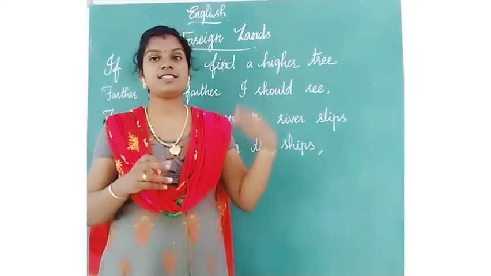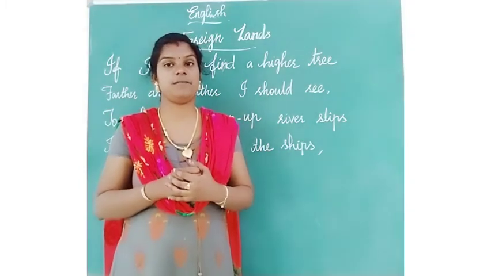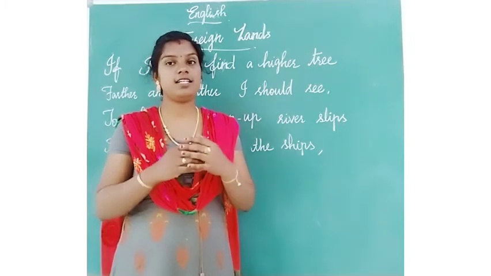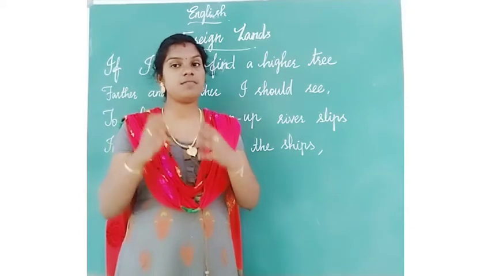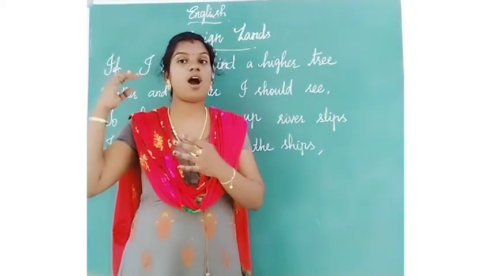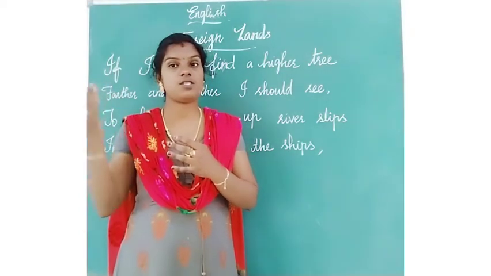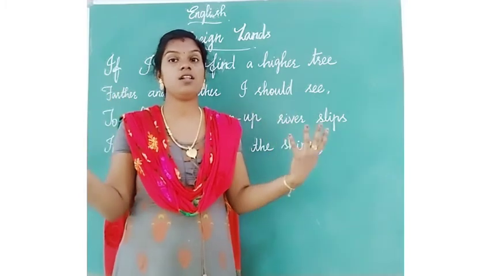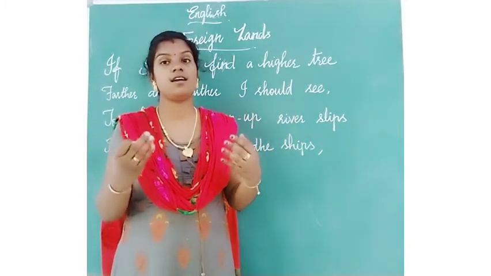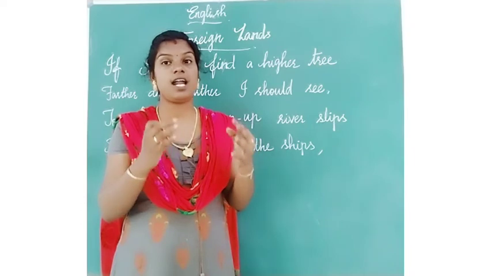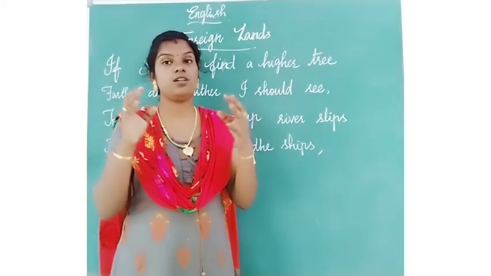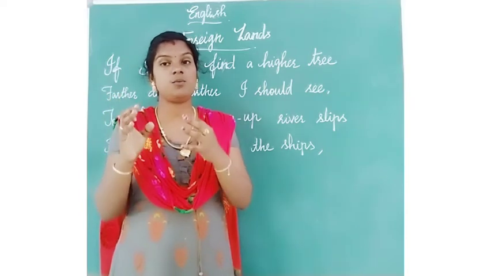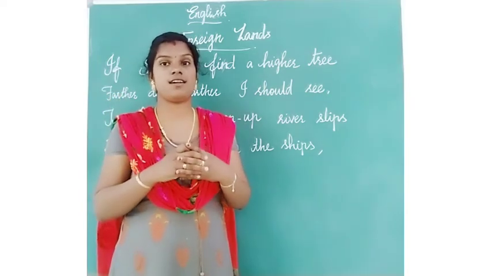Then in the second stanza, what did you learn? That girl climbed up into that tree. Then from that tree, she saw outside. There is a beautiful garden. That garden was adorned. What is the meaning of adorned? Adorned means decorated. That garden was decorated with flowers, right?